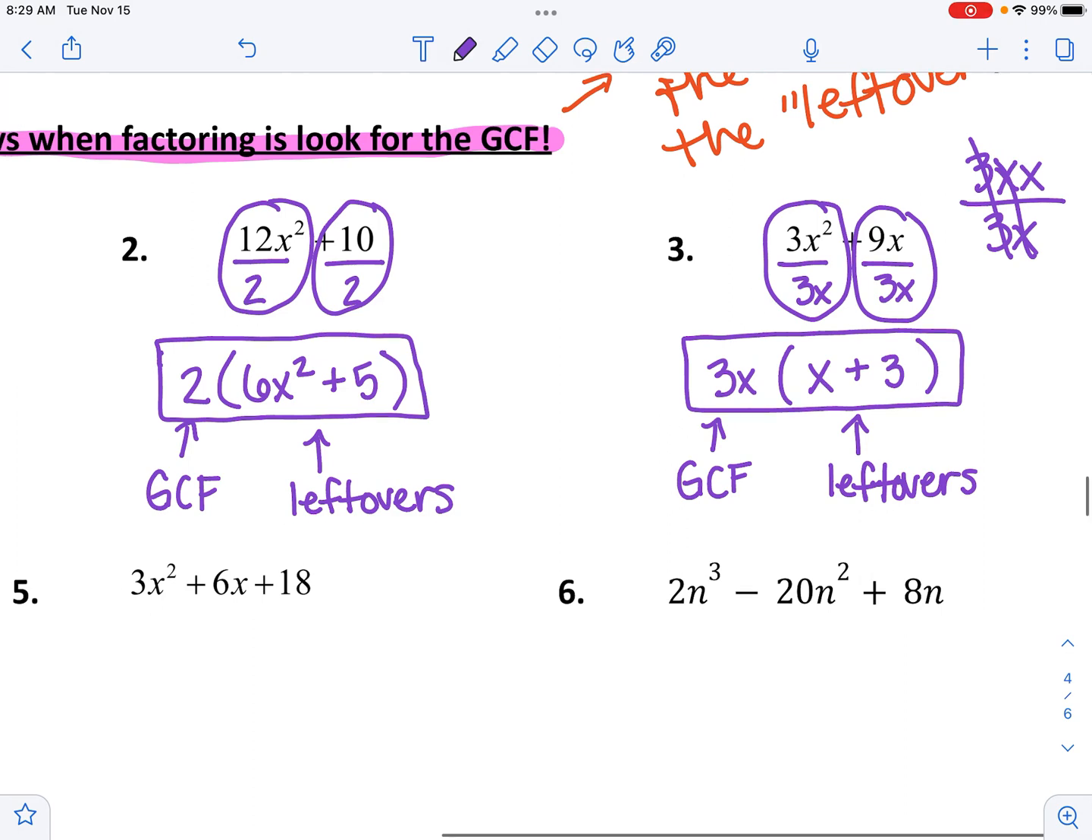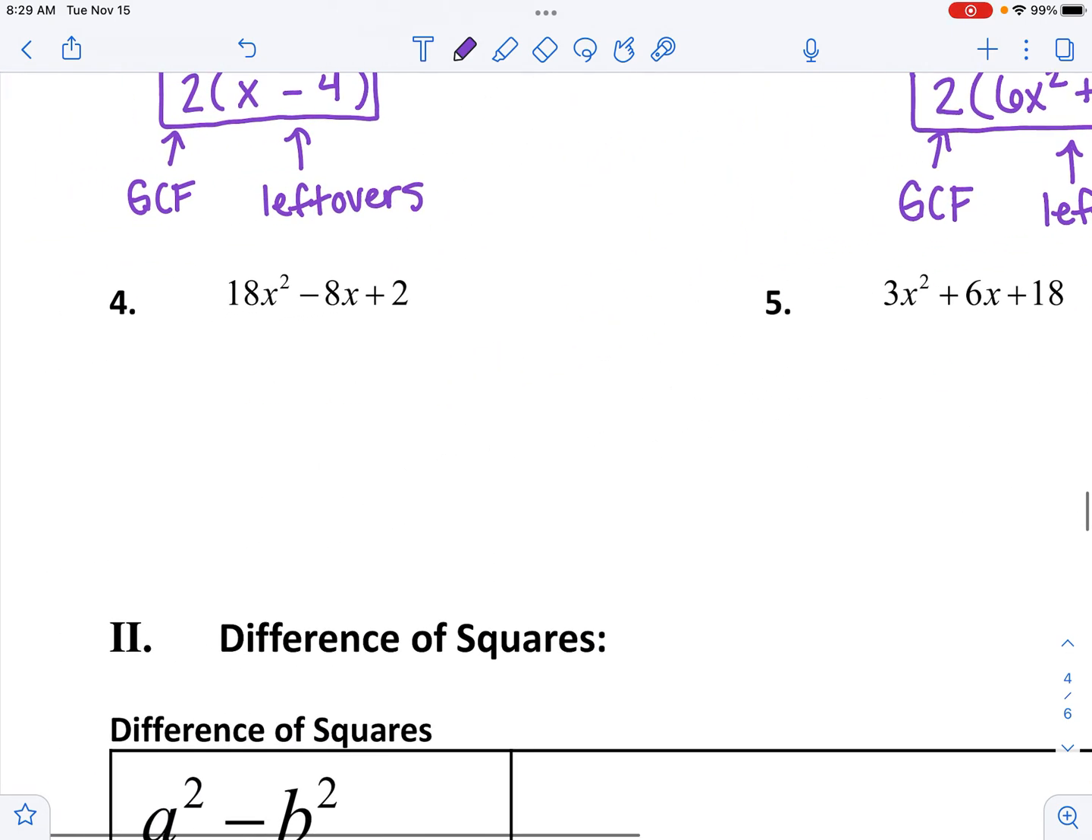All right, let's keep going. We got a few more examples with GCF. All right, dividing each term. I see 18, 8, and 2. My factors of 18 are just 1 and 18, 2 and 9, 3 and 6. Since my lowest number here is 2, we can't take anything out bigger than 2, so I will need to use my factor of 2.